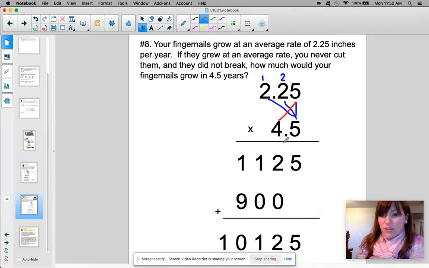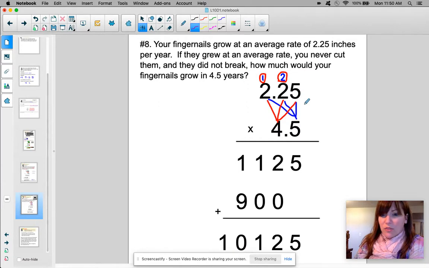4 times 5 is 20. It happens to be that I can use this 2 right here. 4 times 2 is 8, plus 2 is 10. I can use this 1 right here. Put that 0 there. 4 times 2 is 8, plus 1 is 9. So when I'm adding it all up, I do get a 10125.